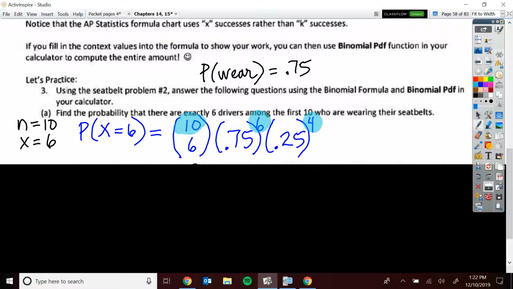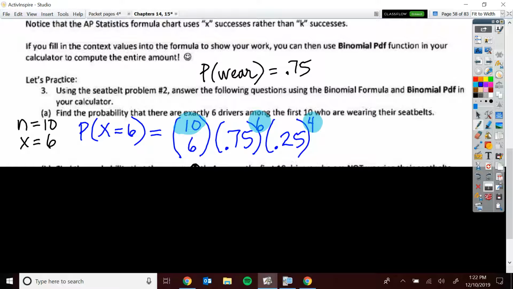Okay, now here comes the magic. I'm going to write down the calculator steps, and then we'll go compute it. So we will go to Binomial PDF today, and the way it gets written is it'll first have the number of trials, the probability of success, and how many of those we want.